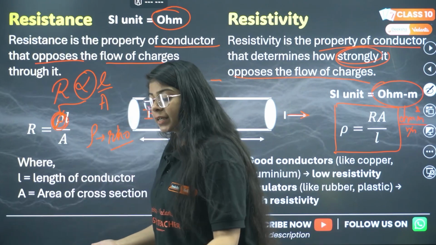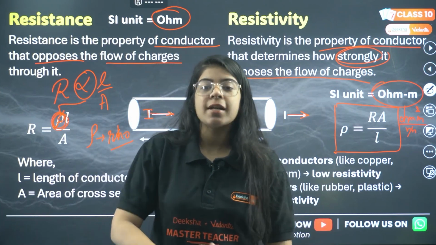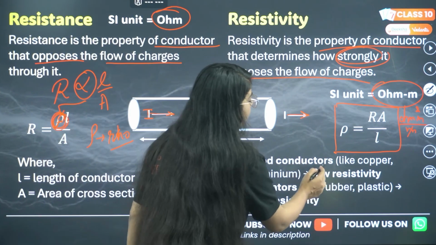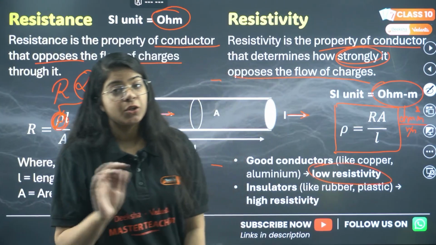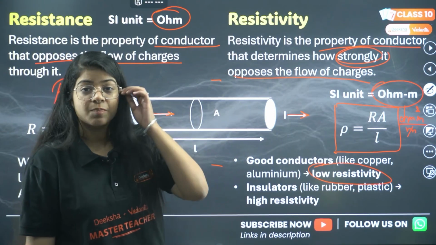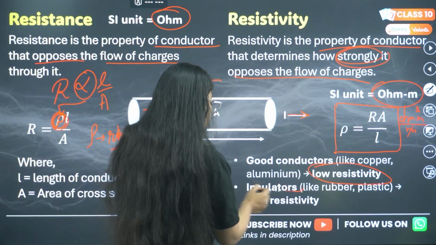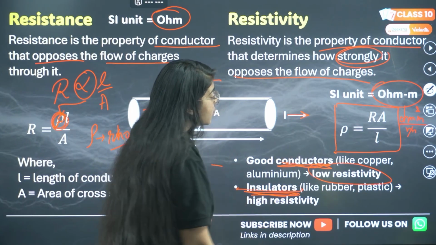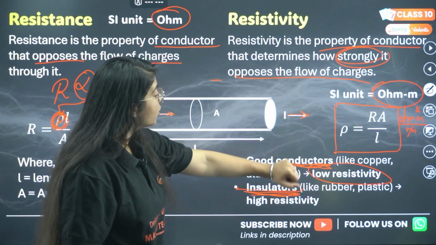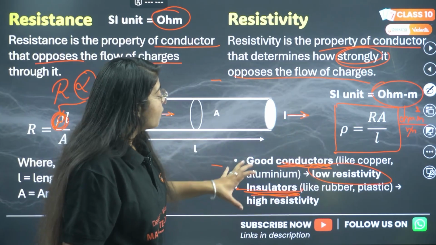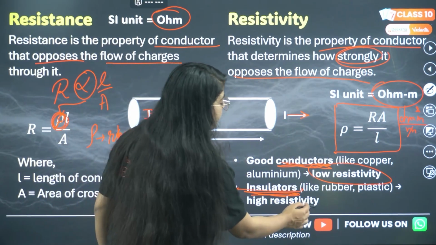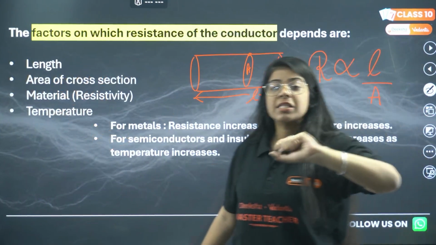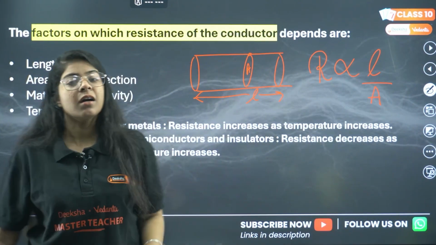Now we know that good conductors are the ones which let a lot of current pass through them, which means they do not oppose the flow of charges that much. So good conductors have low resistivity because they don't oppose the flow of charges much. But insulators, remember these words, conductors and insulators. Insulators like rubber and plastic, for good conductors it's copper and aluminium. Insulators have high resistivity because they oppose the flow of charges with a higher value than the conductors.